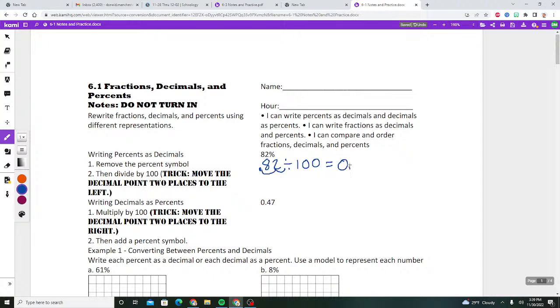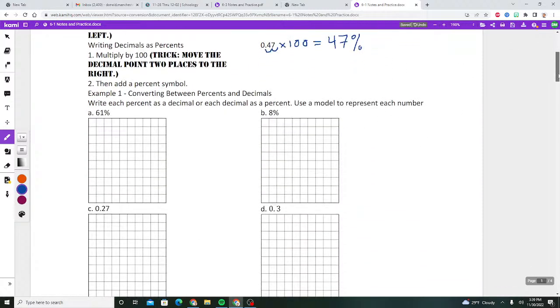And so that's 0.82. Now, to write decimals as percents, we basically work this backwards. We take the 0.47 and we multiply it by 100. The trick there is just to move the decimal 2 places to the right, which gives you 47. But then we throw the percent symbol on it. There we go. We'll practice this a couple more times.